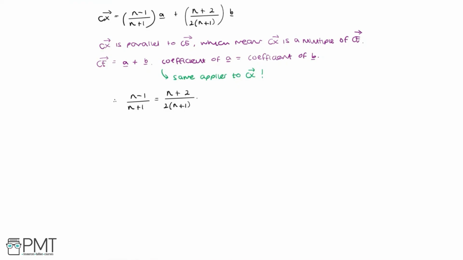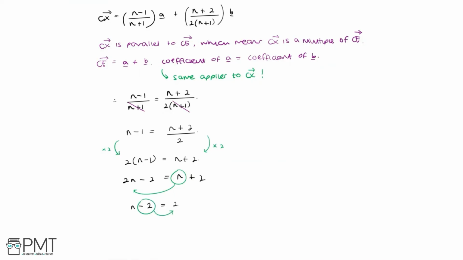Now we have n plus 1 in both denominators, and so these cancel out. And so we're left with n minus 1 is equal to n plus 2 over 2. Now we can multiply both the left-hand side and the right-hand side by 2. And so we can say that 2 lots of n minus 1 is equal to n plus 2. Expanding these brackets, we can say that 2n minus 2 is equal to n plus 2. And we can move the n over to the left-hand side by taking away n from both sides, leaving us with n minus 2 is equal to 2.